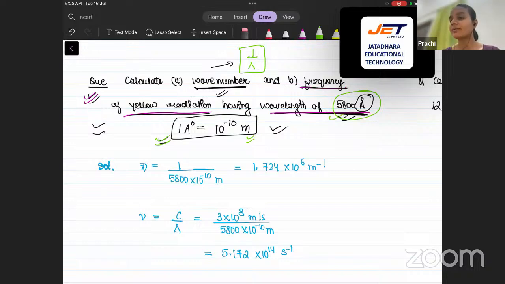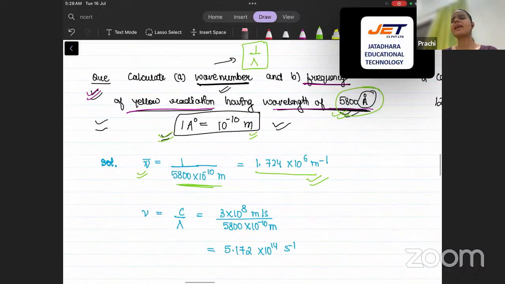So now I can convert this wavelength into meters, right? So then I can know what the wave number is. I just have to take the reciprocal of this wavelength, which is around 1.724 into 10 raised to the power 6 per meter, right?